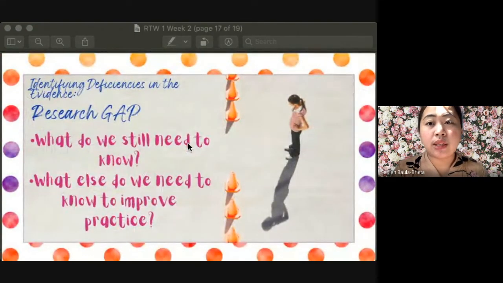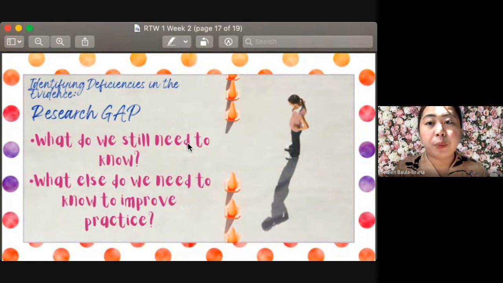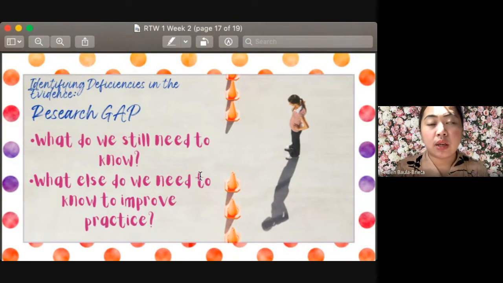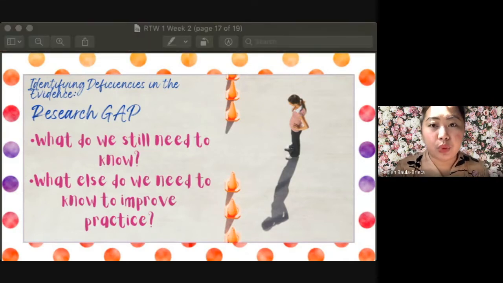Also, when you identify the gap, you will present it in the introduction part, and the references will help you justify to the readers that there is still something that we need to know about this topic. There is something that we need to improve about this practice.